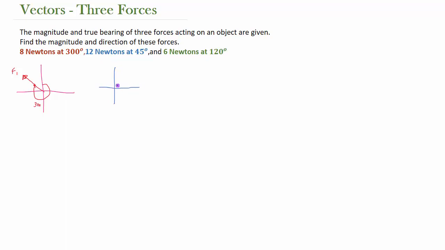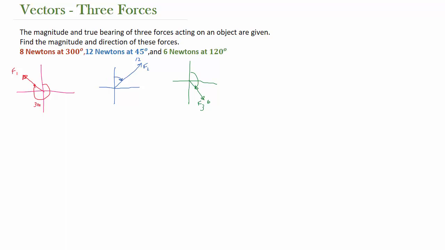going in 45 degrees. So 45 degrees over, 12 newtons, a little bit longer. We're going to call that force 2. And then we have a third force that is going 120 degrees for 6 newtons. We're going to call that force 3. If we want to add these up, we can do tail to head like we've done before.